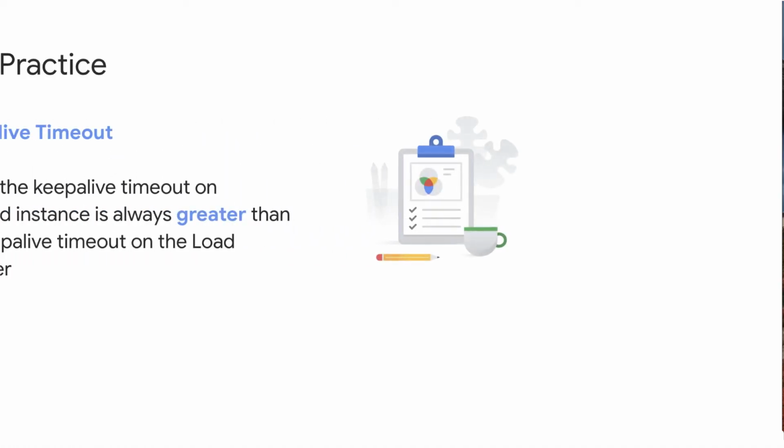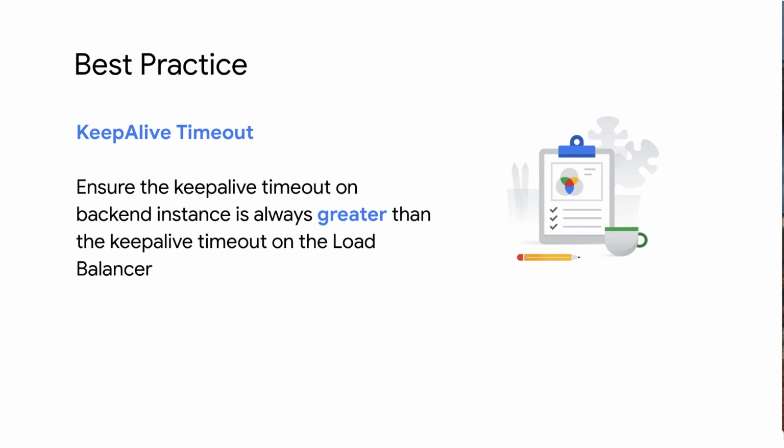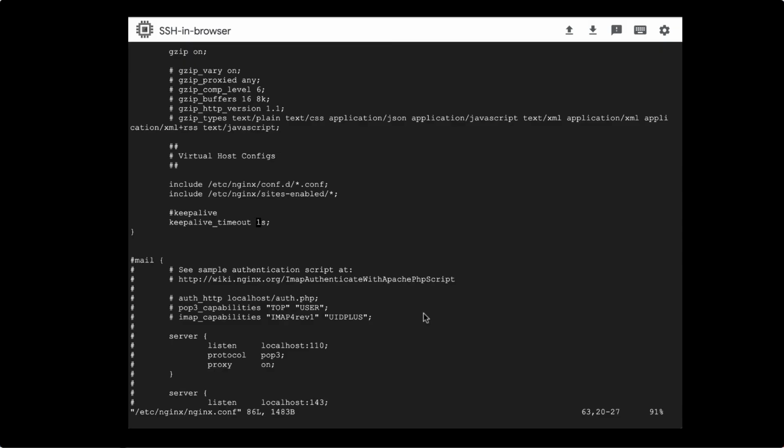It is recommended that the keep alive timeout on the backend should always be configured with a higher value compared to the keep alive timeout on the load balancer. To resolve this issue, increase the keep alive timeout value on the backend VMs. We will set this value to 650 seconds.